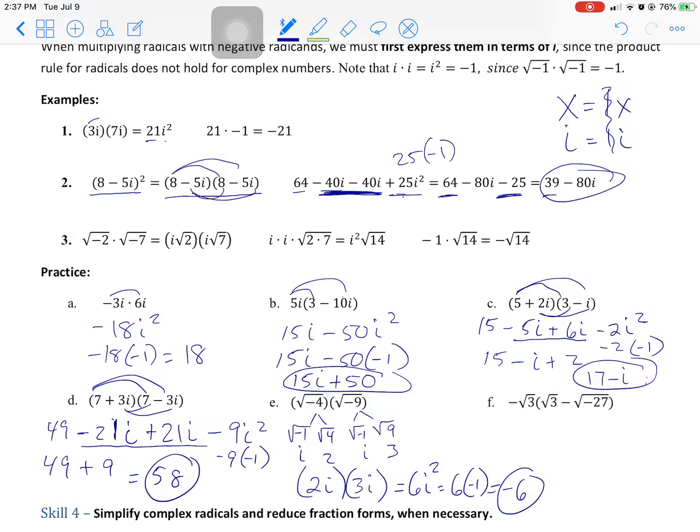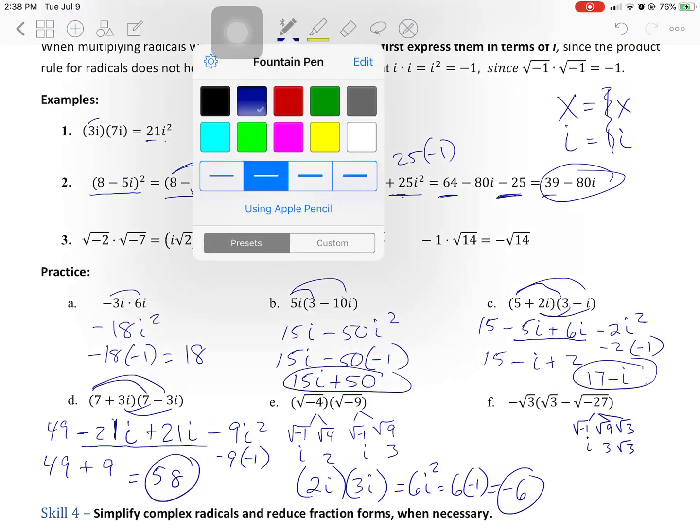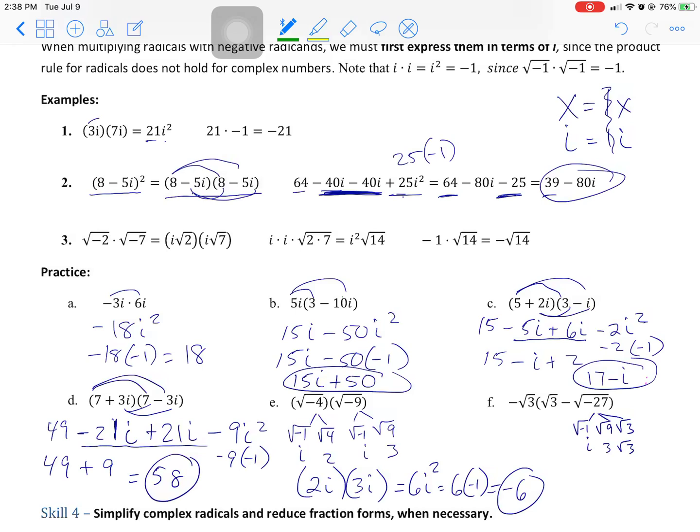This one here has the square root of negative 27, so let's change that to negative 1, pull out the i, and that's a 9, and that's a 3. So this is an i, a 3, and a square root of 3. So the problem, I'm going to write it farther over here: negative square root of 3 times square root of 3 minus 3i square root of 3 after that negative 27 is converted.